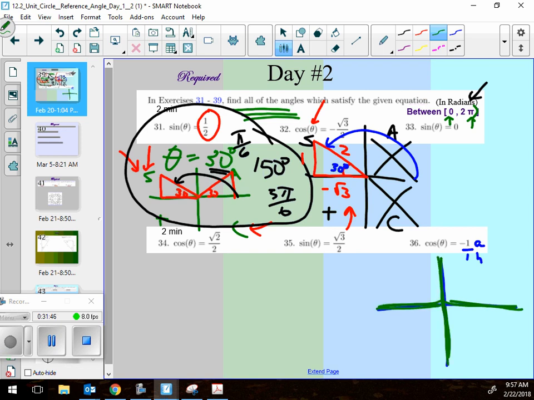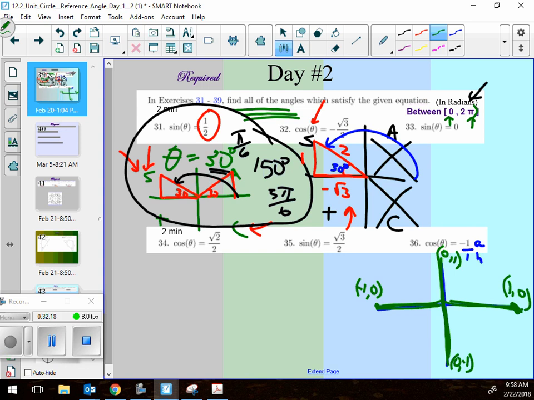And for those, what I honestly do every single time if I'm doing this is I write down what all 4 points are. That's 1, 0. That's 0, 1. That's 0, -1. And this spot here, -1, 0. And then I ask myself, which of these has a cosine of -1? Which one is cosine, X or Y? Cosine is X.